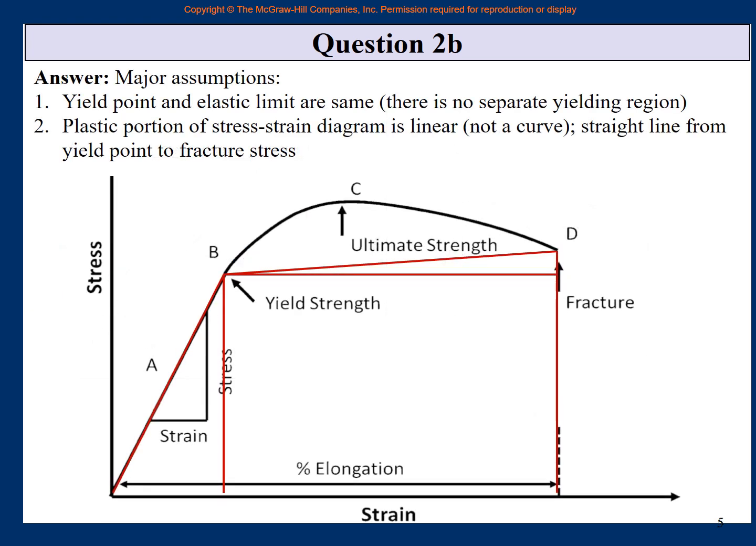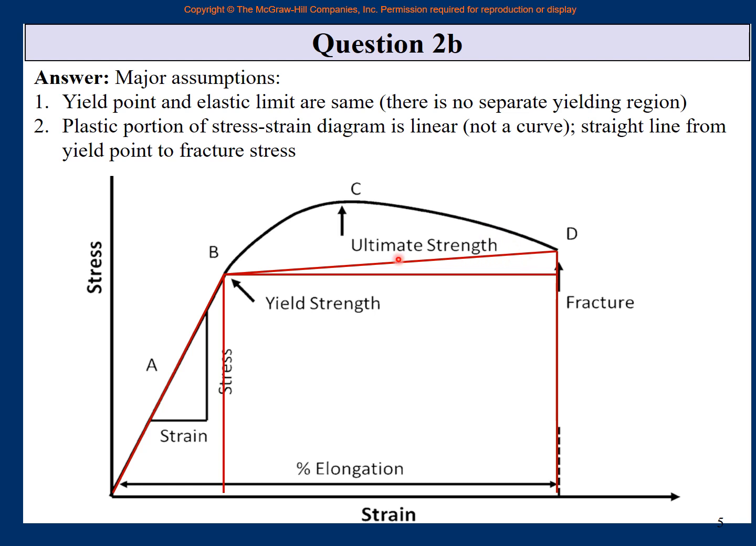If you want to solve it for modulus of toughness, then you have to find the area under this whole curve. So now, I have drawn these red lines. Until the end of the elastic region, you have this triangle, until point B. The area of this triangle will be your modulus of resilience. Then to this, you will add the area under this one.